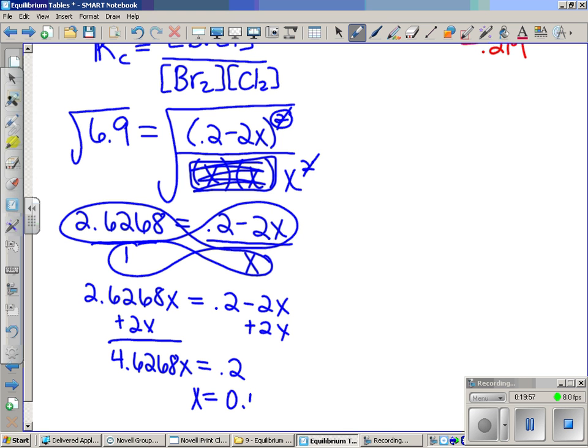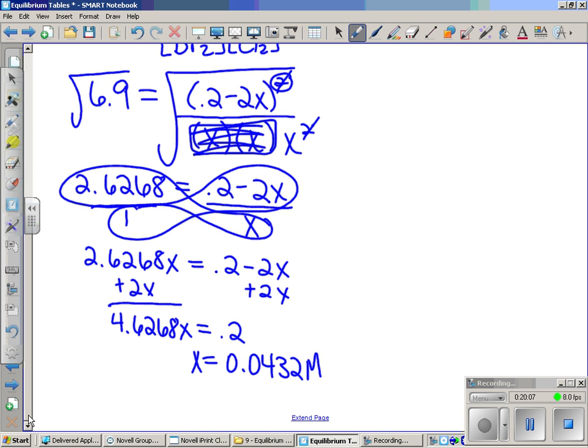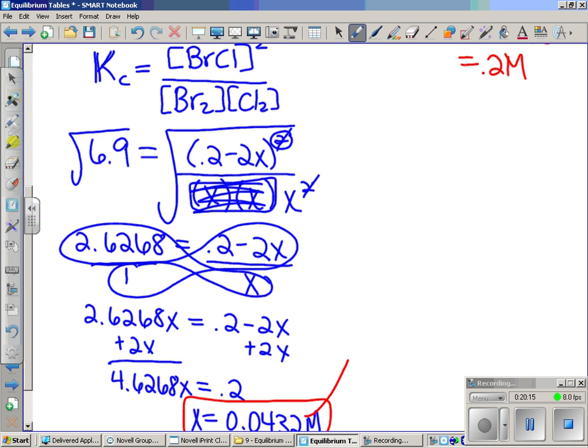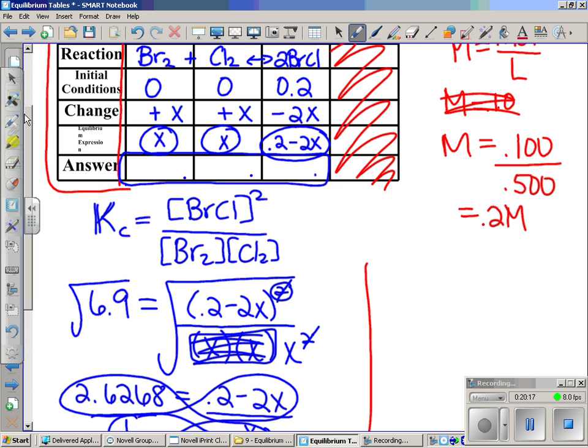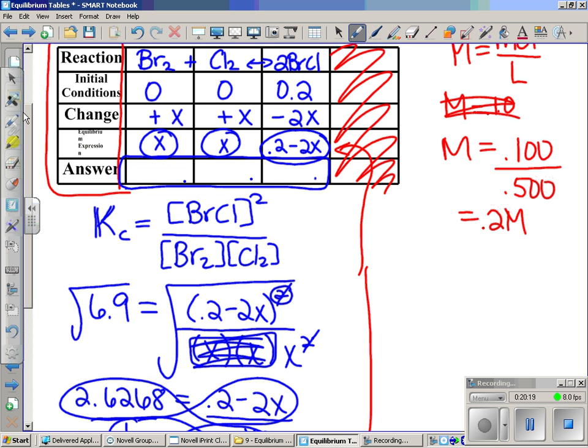And then I'm going to divide by my 4.62 number, and I'm going to end up with x being equal to 0.0432 molar. So it looks like that. So that is not your final answer. However, that is what x is. This value right here, we need to go back up into our equation, and we're going to bring it up here.